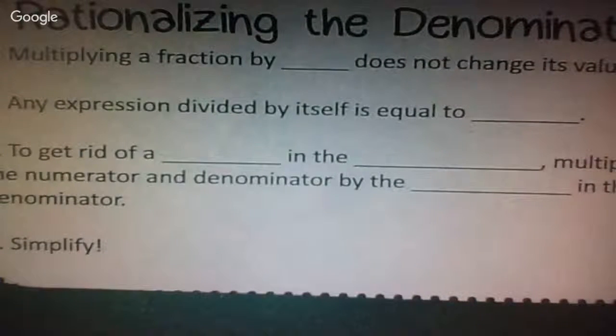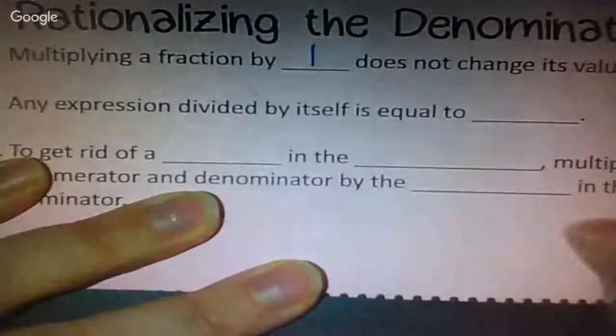Remember, multiplying something by some number does not change its value. What can I multiply anything in the world by and it would never change its value? One. I can add or subtract 0 and it doesn't change it, but when you multiply by 0, you get 0. So we want to multiply the fraction by 1, so we don't change the value of it.